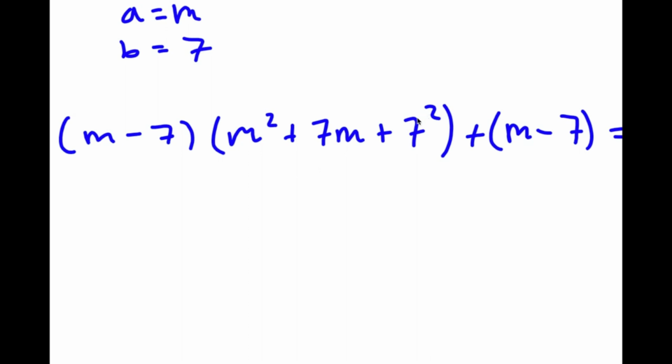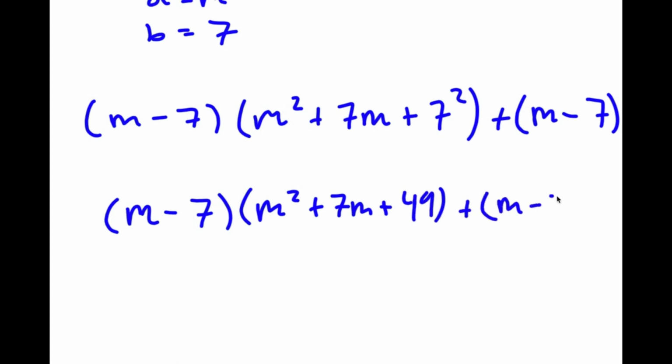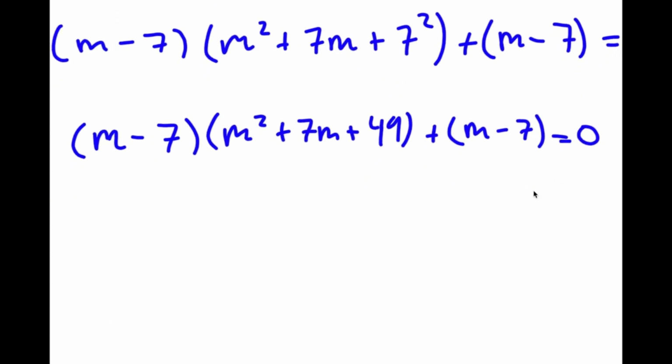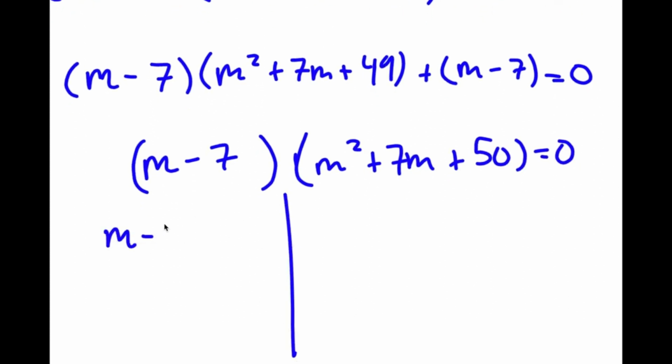Now, 7 squared is the same thing as 49, so I have m minus 7 times m squared plus 7m plus 49, plus m minus 7 is equal to 0. Now if I factor out m minus 7, I have m minus 7 times m squared plus 7m plus 49 plus 1, which is equal to 50. So this is equal to 0. So now this gives me two equations. I have m minus 7 is equal to 0, and I have m squared plus 7m plus 50 is equal to 0.